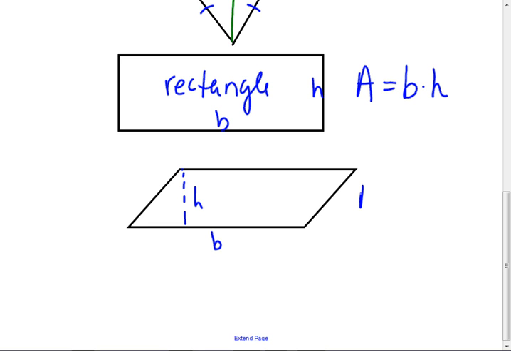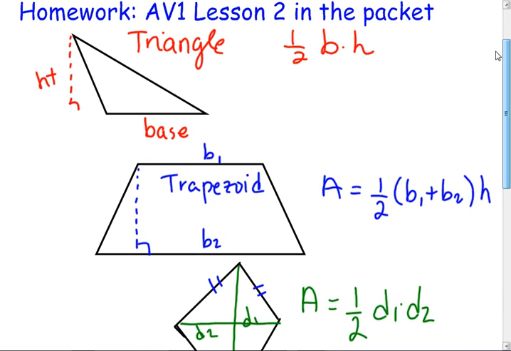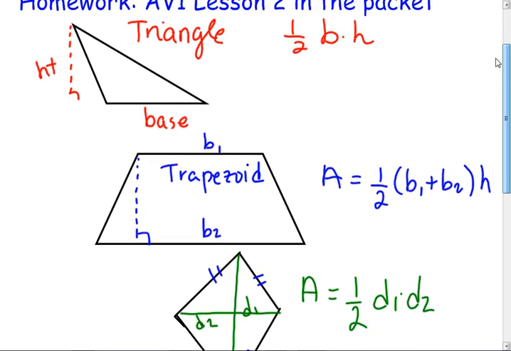Okay, TJ, what's the area of a parallelogram? Base times height. Quadrilateral. Okay, but tomorrow we're going to do polygons. And I don't think you've seen that one. So there they all are.